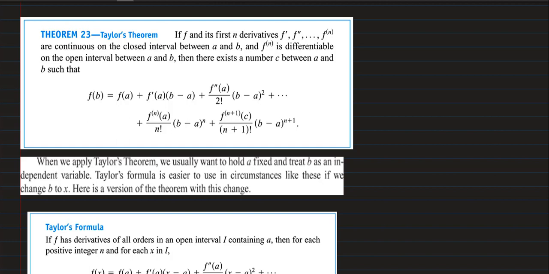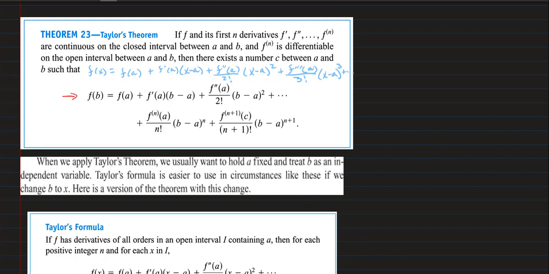What do you notice about this? This looks an awful lot like something else we've seen. Remember our Taylor polynomial where we said our first term was going to be f of a, and then the next one would be f prime at a divided by 1 times x minus a plus the second derivative evaluated at a over 2 factorial times x minus a squared plus the third derivative evaluated at a over 3 factorial times x minus a cubed, so forth and so on.